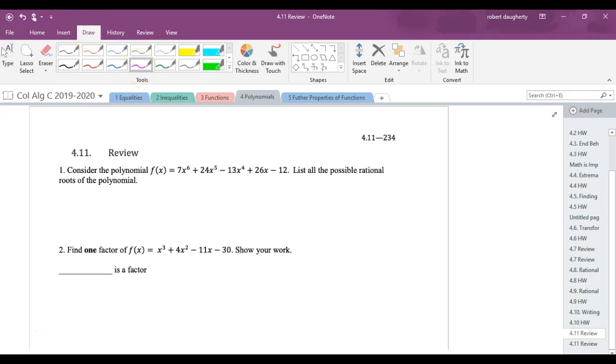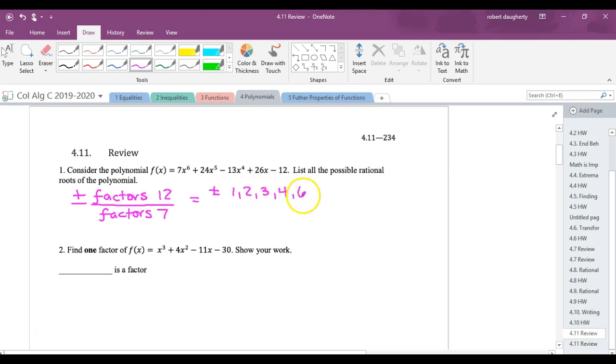So consider the polynomial, list all the possible rational roots. The rational roots will be plus or minus the factors of the constant term divided by the factors of the coefficient. So plus or minus the factors of 12 divided by the factors of 7. So this is plus or minus 1, 2, 3, 4, 6, and 12 divided by the factors of 7, which are 1 and 7. So this list is plus or minus.